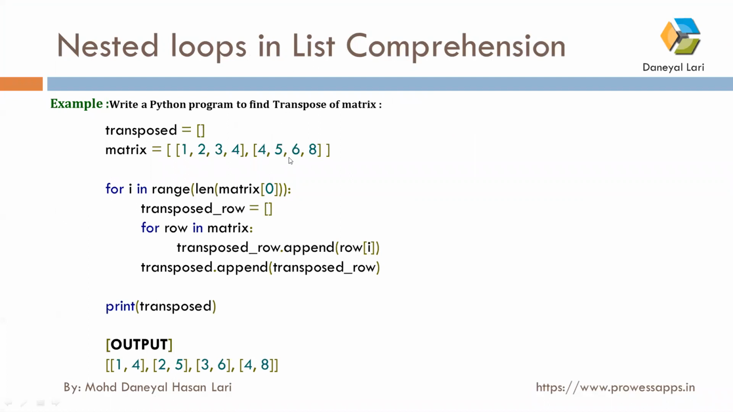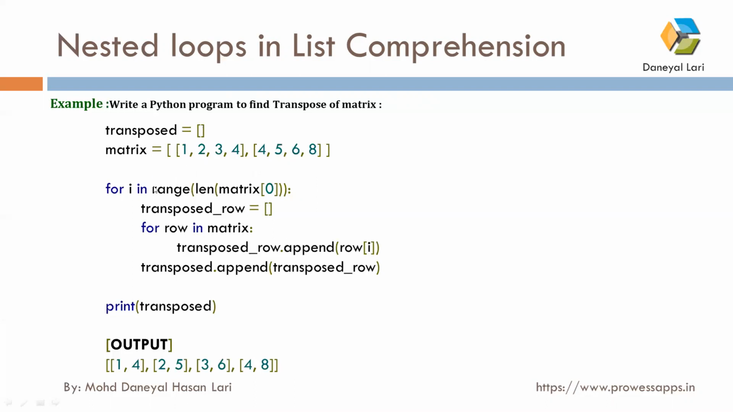Nested loop: yes, we can use the nested loop also in the list comprehension. So let's do a practice. Suppose you have a matrix where the first row contains 1 2 3 4, and the second row contains 4 5 6 and 8, and the program asks to find the transpose of this matrix. Okay, so that's simple. What will you do?